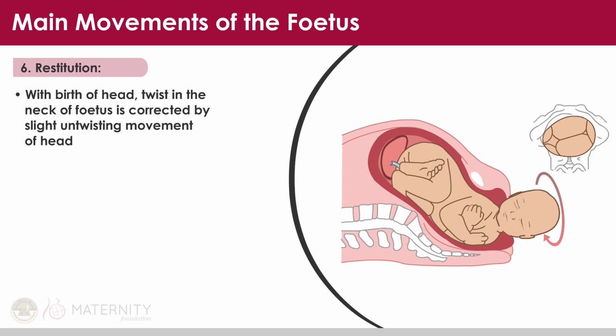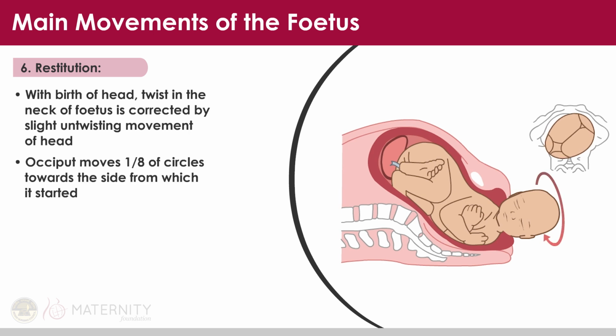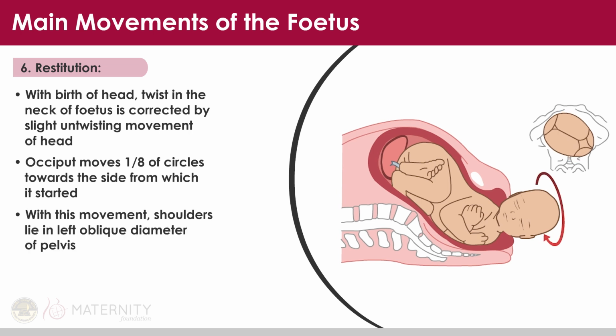Restitution. With birth of the head, the twist in the neck of the fetus is corrected by a slight untwisting movement of the head. The occiput moves 1/8 of a circle towards the side from which it started. With this movement, the shoulders lie in the left oblique diameter of the pelvis.